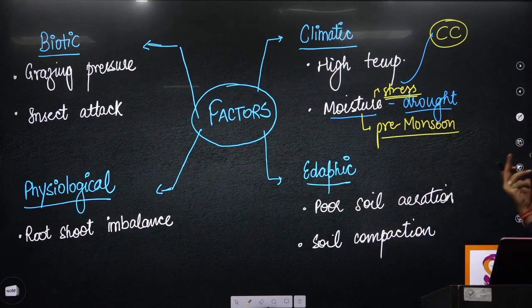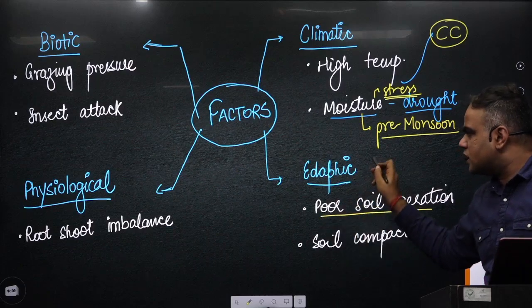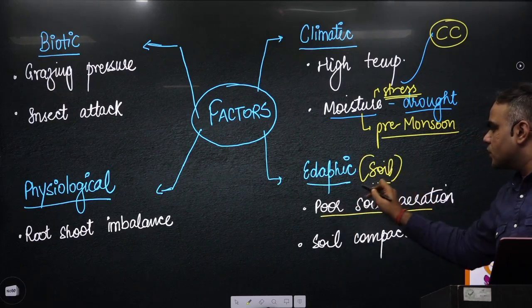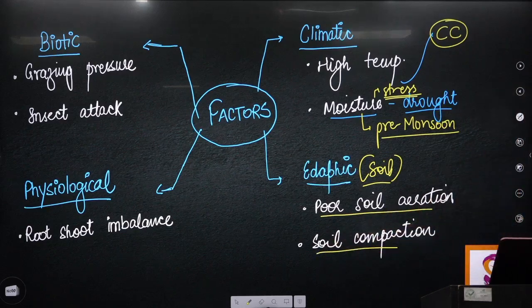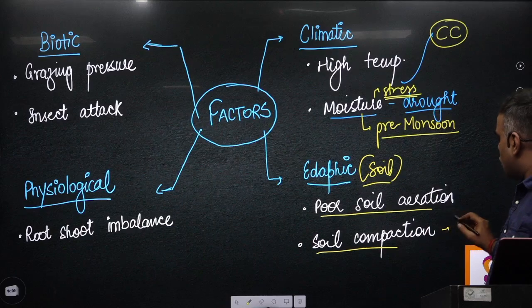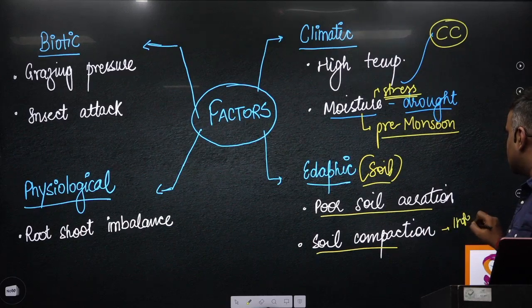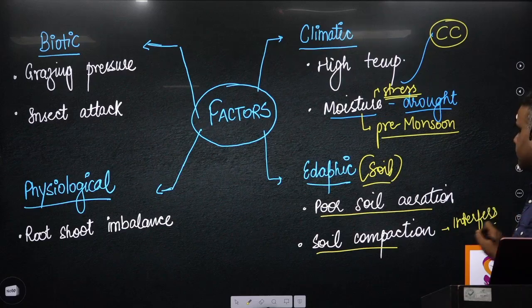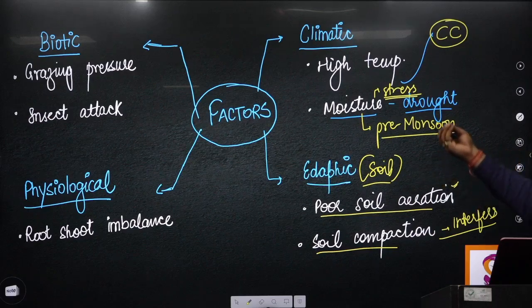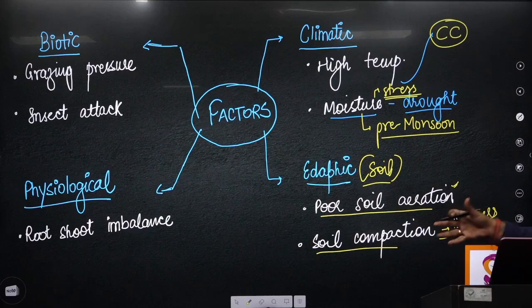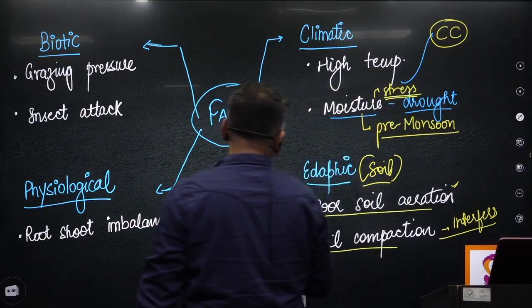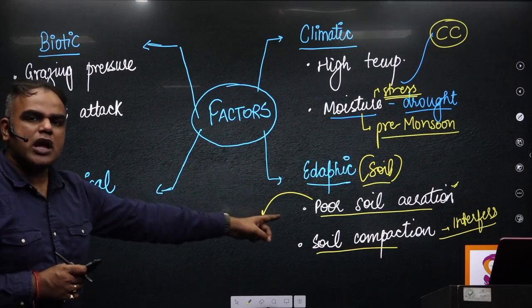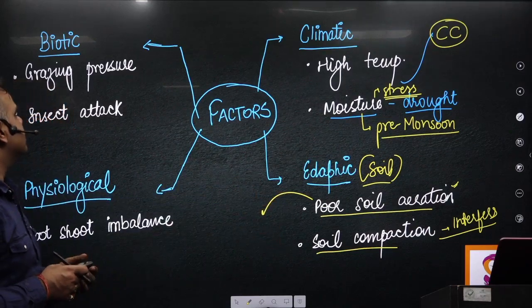Other than that, these are soil factors. If soil compaction is high or soil aeration is poor, too much compaction also interferes with natural regeneration. Similarly, poor soil aeration means proper moisture is not going to be available to the roots. In fact, water infiltration cannot happen because of this. So that is also a problem, right?